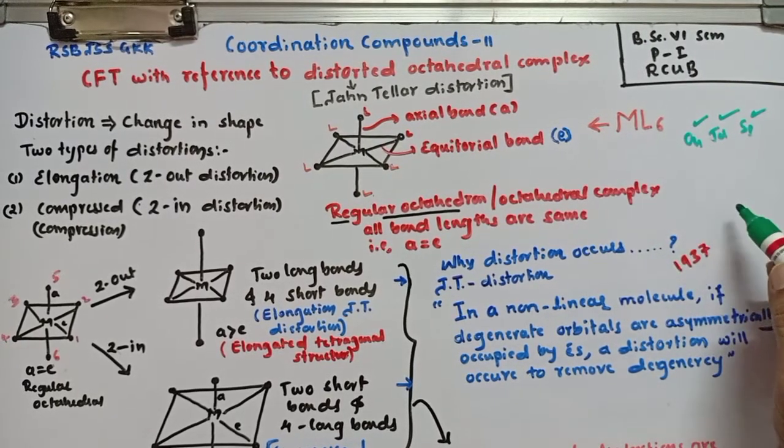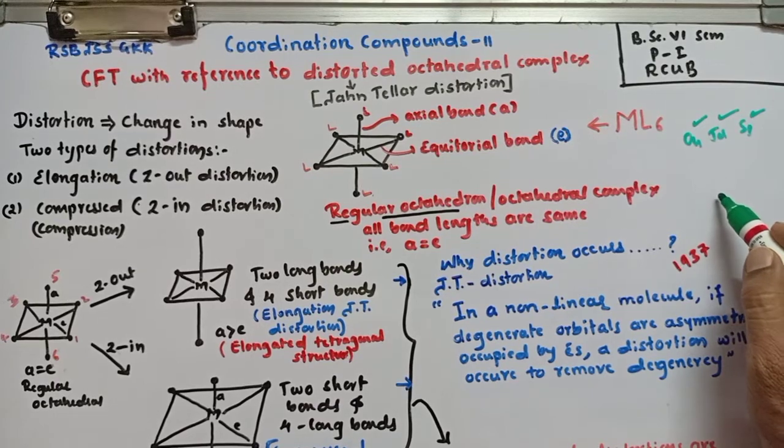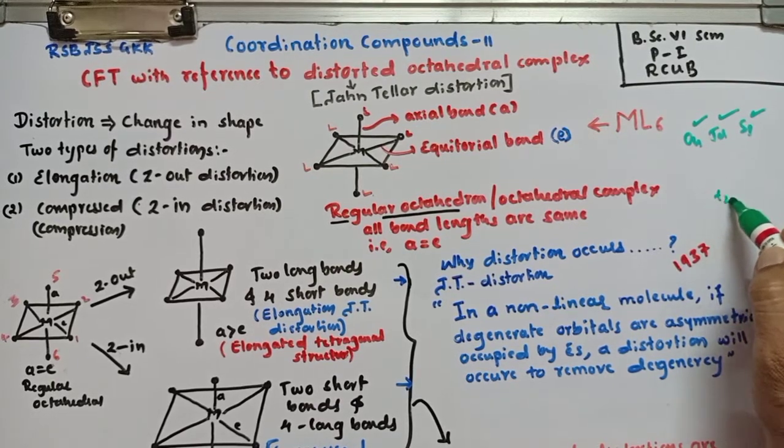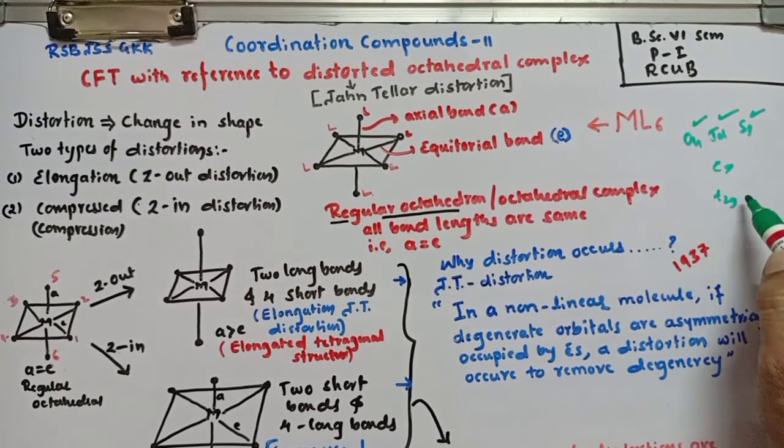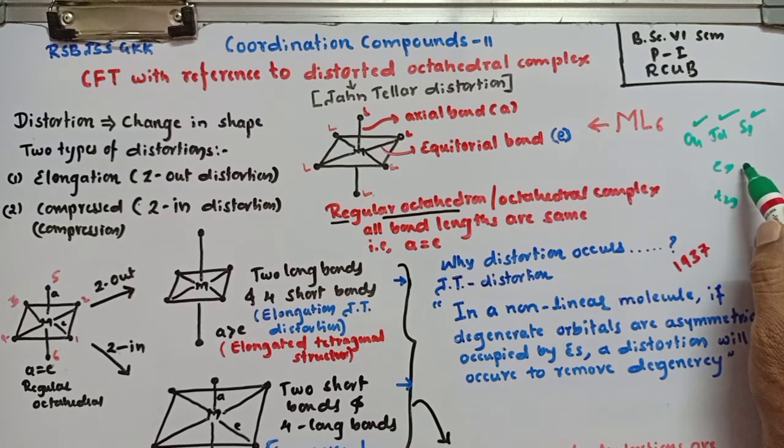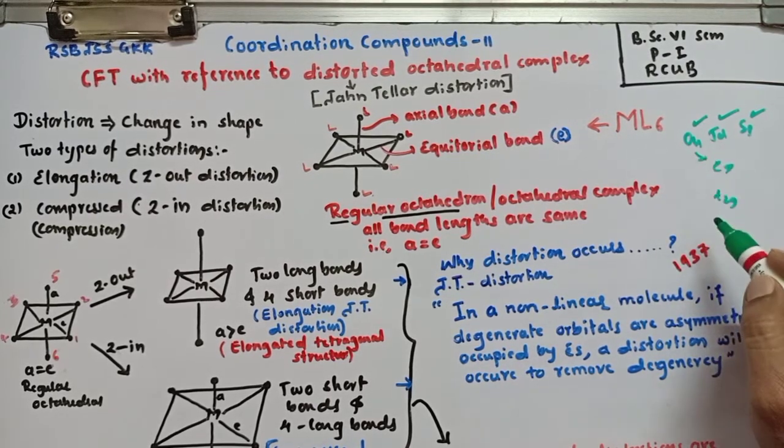In case of octahedral complexes, the 5d orbitals are going to split into t2g and eg orbitals. The t2g orbitals consist of three orbitals, that is the dxy, dyz and dxz orbitals. The eg orbitals consist of the dx square minus y square and dz square orbitals in case of an octahedral complex.